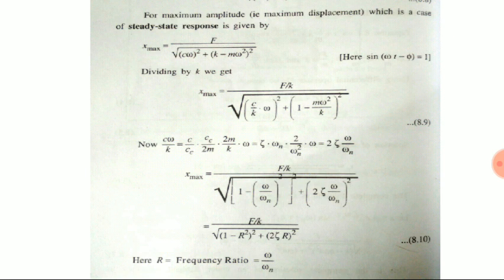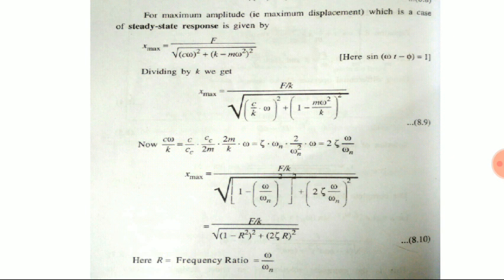Here c by cc is zeta. Then cc by 2m, just be careful, means omega n. You can refer to the previous video: cc by 2m is omega n. Then 2m by k, taking m downward, becomes 2 by k by m. K by m is omega n square, so that is 2 by omega n square. Omega n square and omega n cancel, so it becomes 2 zeta omega by omega n. So we substitute that in this equation.